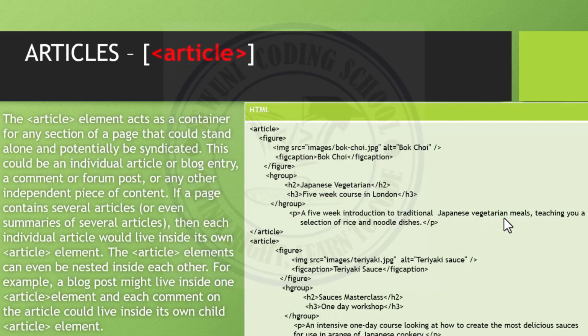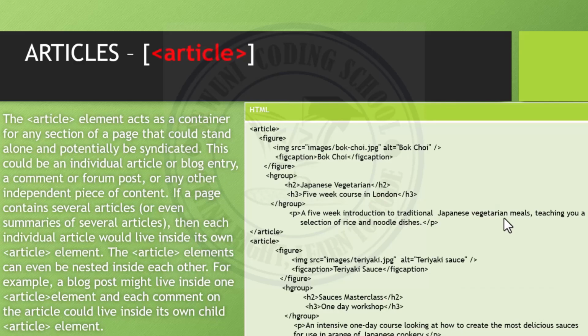Now let's go to article. The article element has come to replace a lot of the old traditional way of writing the code. The article element acts as a container for any section of a page that could stand alone and potentially be syndicated. It could be an individual article or a blog entry or a comment or a forum box, or any other independent piece of content.